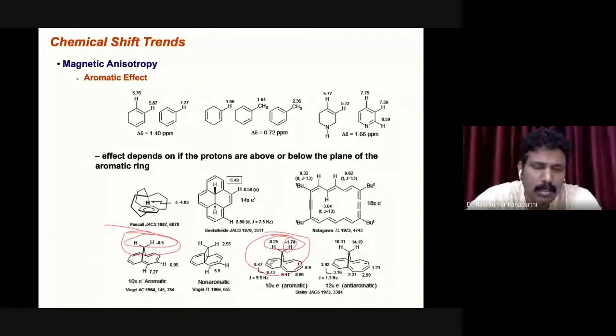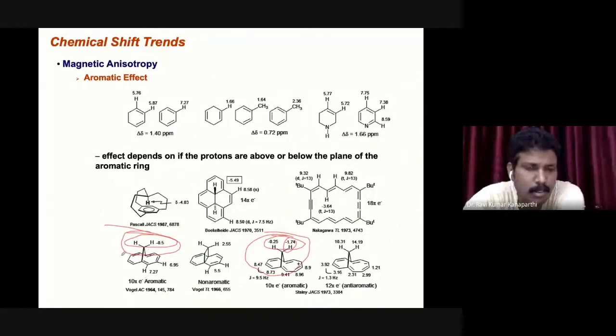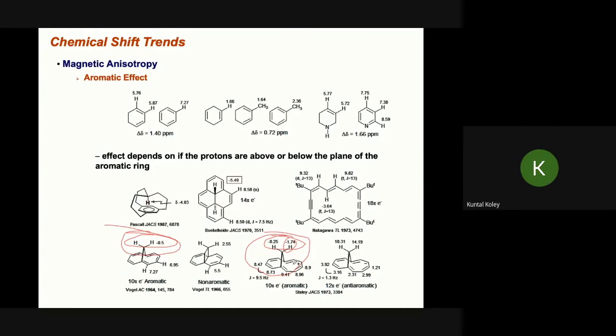Whereas in this case you have a different thing. Here the carbon atoms on both sides are the same. The delocalization is the same, the effect of delocalization on either side is the same. But here it is not the case. That is why we see such a difference. Is it clear? Yes, sir, it is clear.